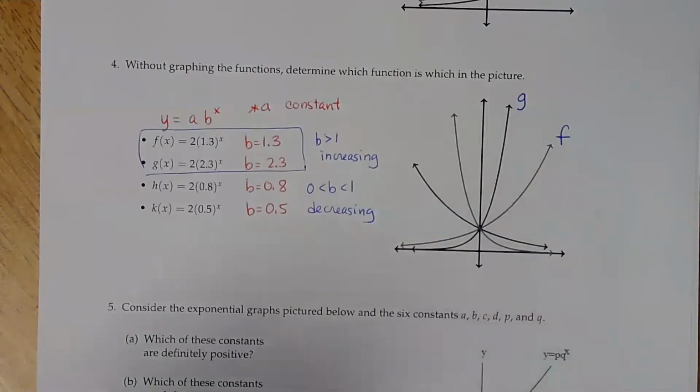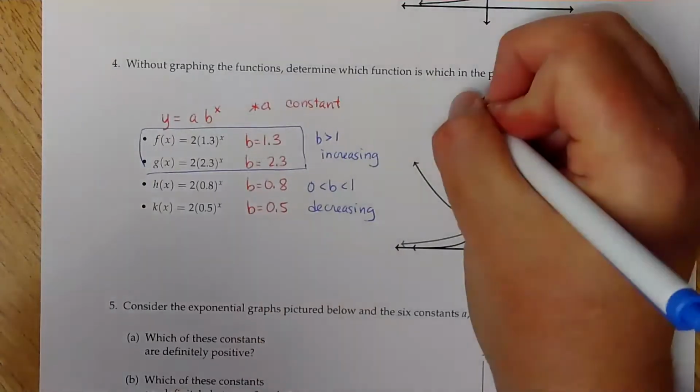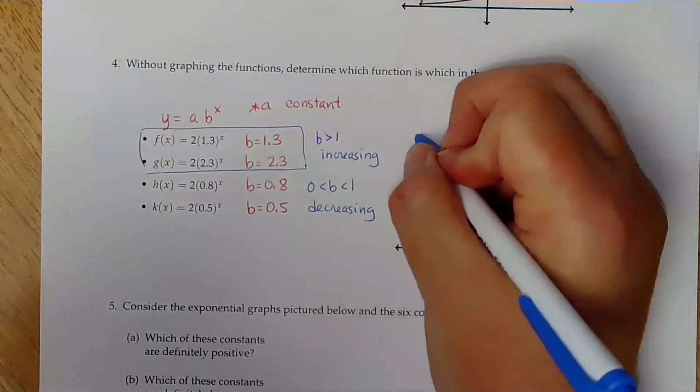The further you're away from 1, so if you're looking at 2, 3, 4, or you're getting really close to 0, then the steeper it's going to be. So this one was 0.5. This is the steepest decreasing one, so this is K, which makes this one H.